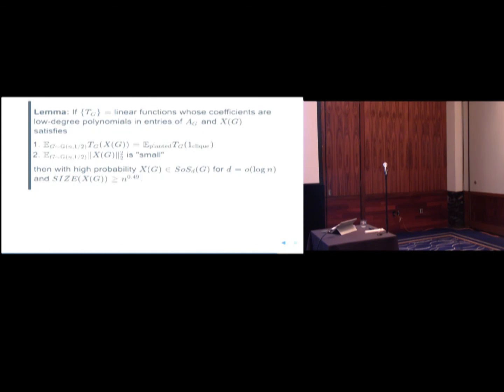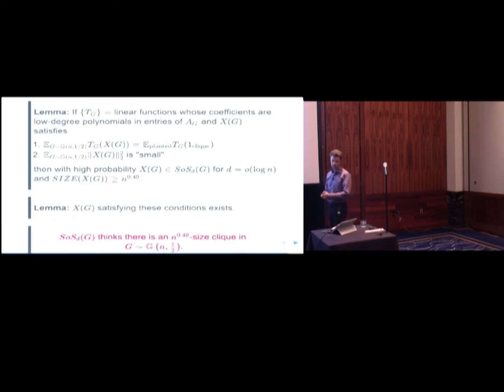So we had some old goal that was to construct a feasible point for sum of squares. We replaced it with a harder goal, which was to be feasible and satisfy lots of tests. But it turned out that satisfying lots of tests was actually enough for feasibility. Okay, so the second lemma of the paper is that a construction satisfying these above conditions actually exists. It turns out that once you know the conditions, there's only really one construction to choose, so you have to choose it. And it follows that sum of squares thinks there's an n to the 0.49 size clique in G(n, 1/2).